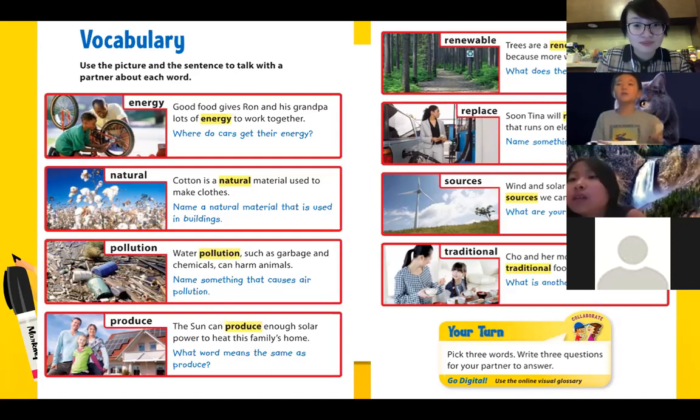I could tell you what energy means. Energy means that when you eat something, pretend I say this orange, and then I eat it. If I don't eat it, then I won't get the energy. Good. Okay. And natural means natural.